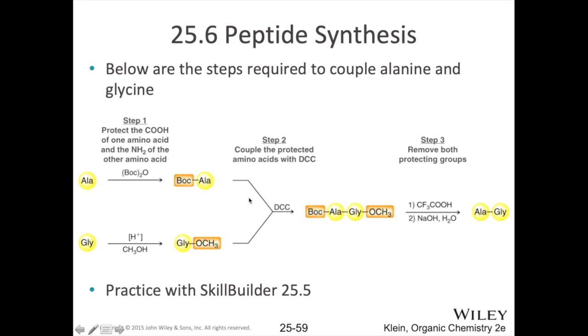Okay, so then we can use DCC. Once we've protected those groups, we can use DCC to link them together, as you can see here, and then we can deprotect those groups accordingly. So we can use trifluoroacetic acid to get rid of that Boc group, and we can use a base over here to get rid of that ester. And we're left with our dipeptide in the order that we want.